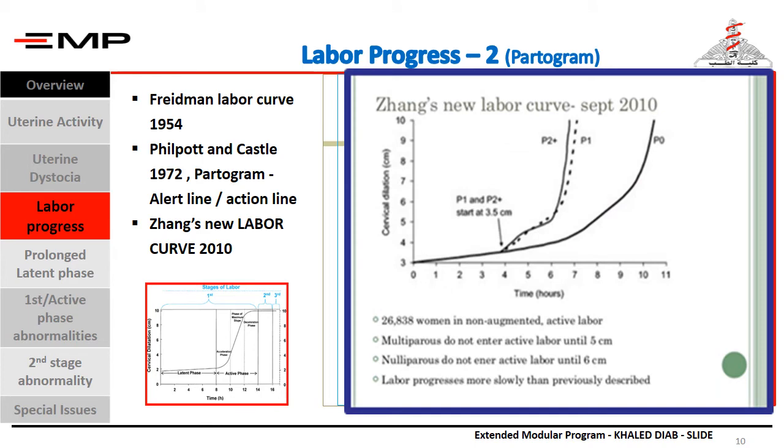Recently, Zhang and others have proposed a contemporary curve as shown, with norms that are different and actually slower from those cited by Friedman. The difference between the Friedman and Zhang labor curves will be discussed in the face-to-face session. Furthermore, the clinical importance of the Partogram will be addressed.